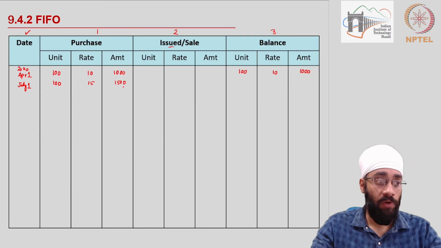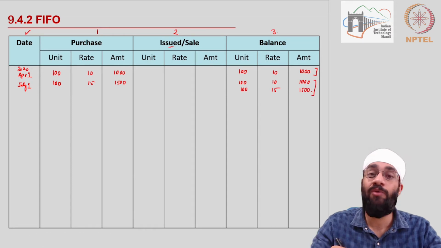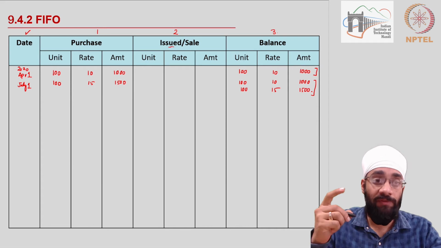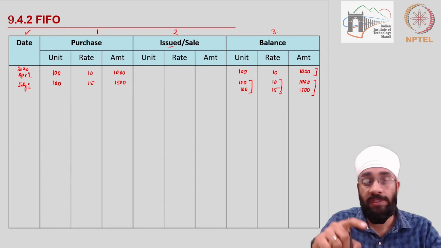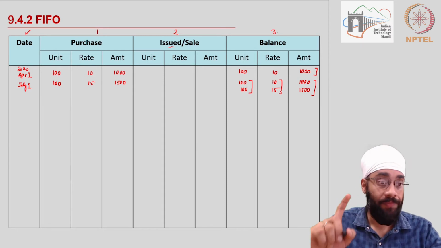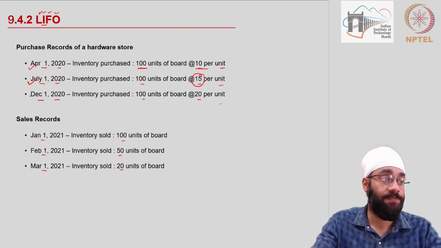At the end of this transaction, you have 100 units at 1000 rupees from the previous purchase. You also have 100 units at 1500 from the current purchase. This is the new stock level. So you have 2500 rupees worth of stock, 200 units of stock, and this stock is bought at 10 rupees at first and then 15 rupees on the second occasion. Okay, now we are maintaining separate records for these separate purchases.